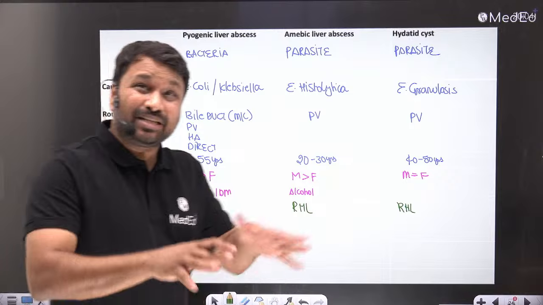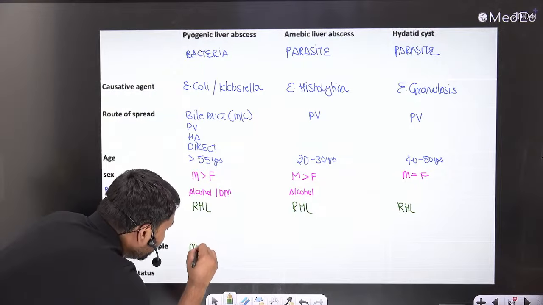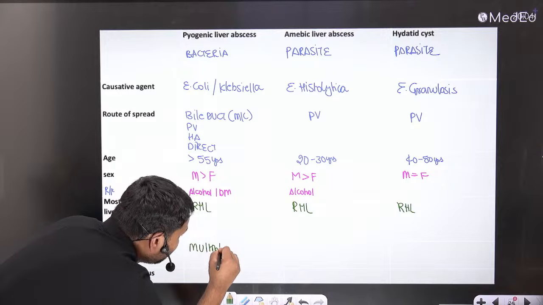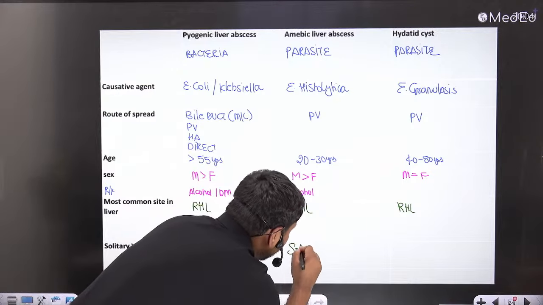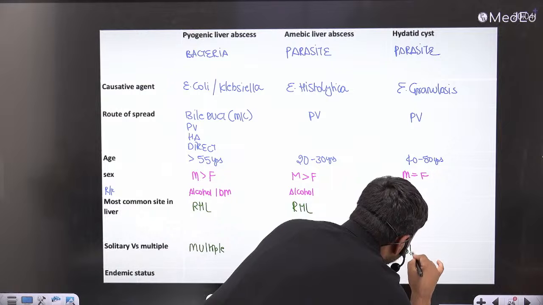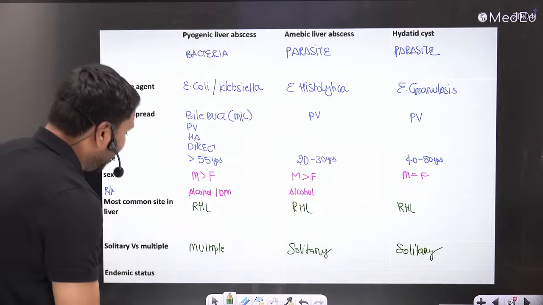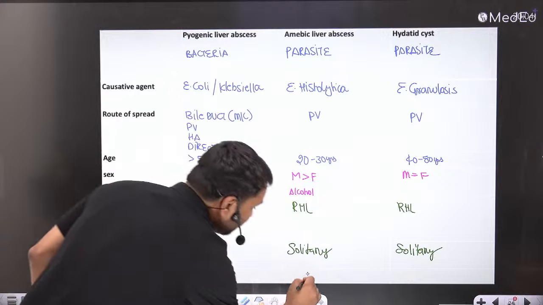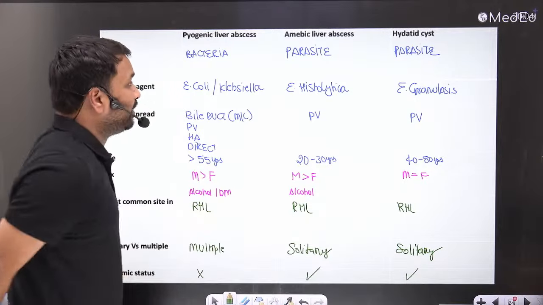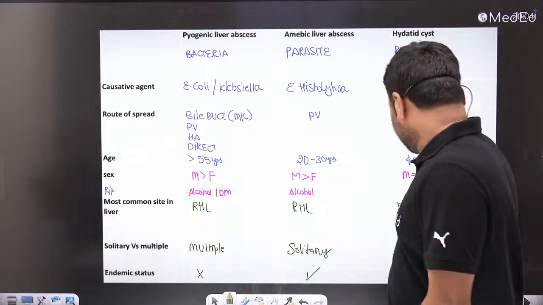Bacteria disseminate, and when they disseminate they will cause multiple lesions. So they will be present as multiple lesions. Whereas here parasites are confined, so they will have a solitary confinement. So they will be solitary lesions. Endemic status is of parasites, not of bacteria. So these two can be endemic. Your bacteria cannot be endemic. Is that clear? Okay.